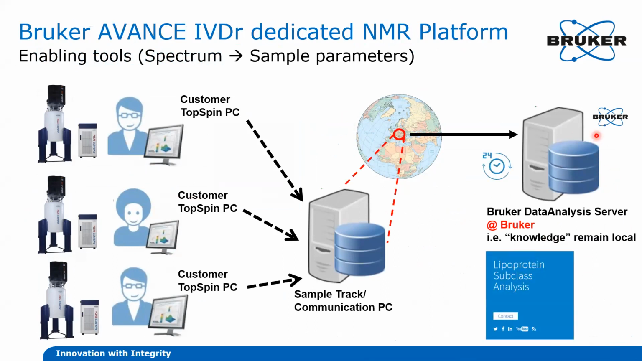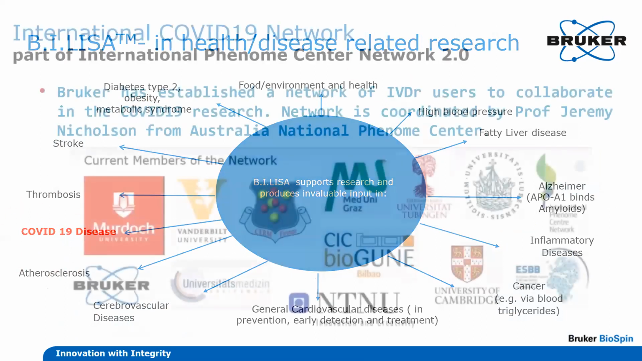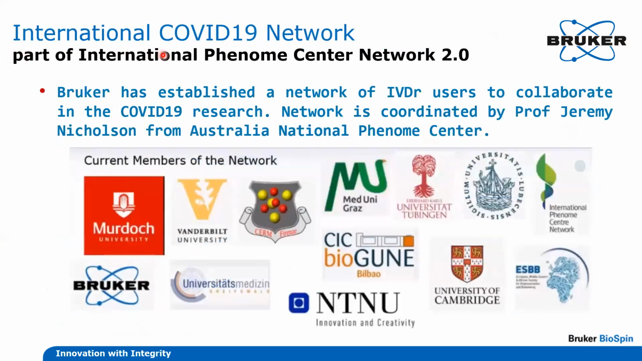From this server, the server will perform the NMR spectrum analysis, and then you will have the reports. From this report, you will know which particular group, main group, or subclass of the lipoprotein has been changed by this COVID-19 disease. So BI-LISA is one of the important and useful tools, especially to address COVID-19 disease. Here is the international network from the International Phenome Center, and these are the members in the group.